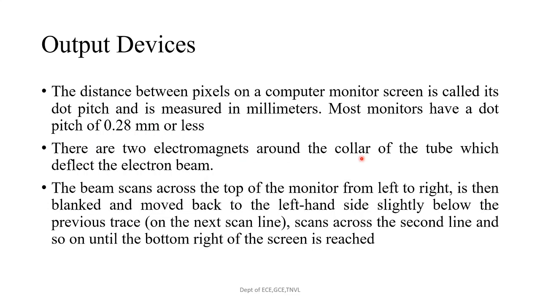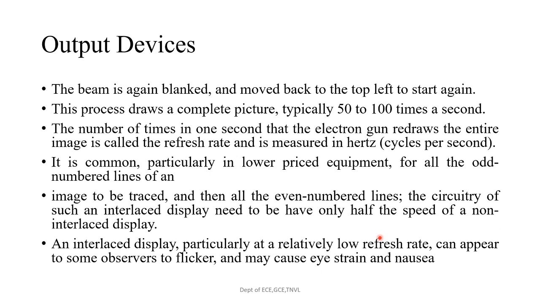There are two electromagnets around the collar of the tube which deflect the electron beam. The beam scans across the top of the monitor from left to right, is then blanked and moved back to the left hand side slightly below the previous trace on the next scan line, scans across the second line, and so on until the bottom right of the screen is reached. The beam is again blanked and moved back to the top left to start again. This process draws a complete picture, typically 50 to 100 times a second.